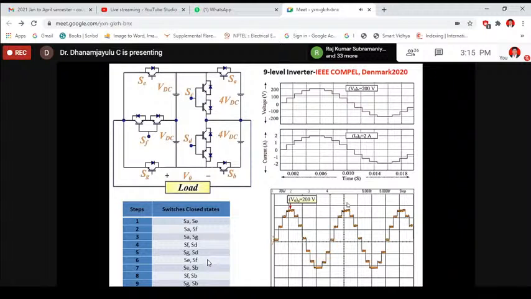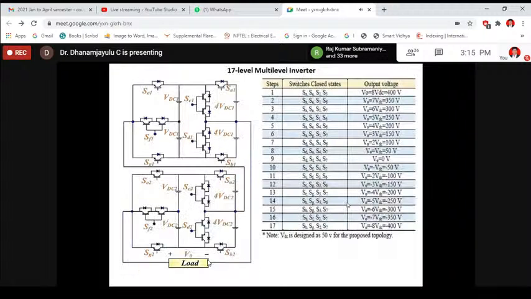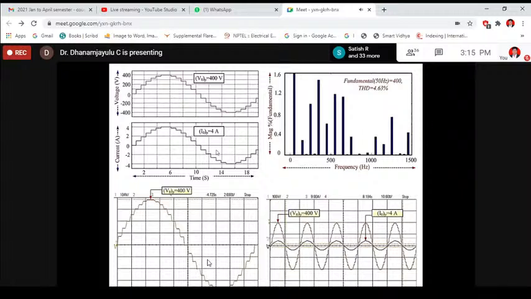I want to increase the number of levels, so I have cascaded two 9 level MLIs in symmetrical mode, that is 9 plus 9 is 18, minus 1, which gives 17 levels. This is the circuit diagram of the proposed MLI, and this is the switching table. Based on that, I have extracted the results showing 17 levels. This is the simulation THD, and this is the experimental output waveform.